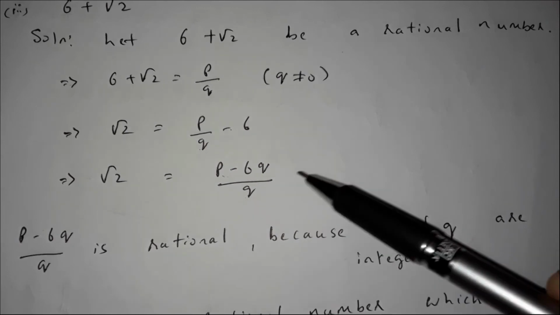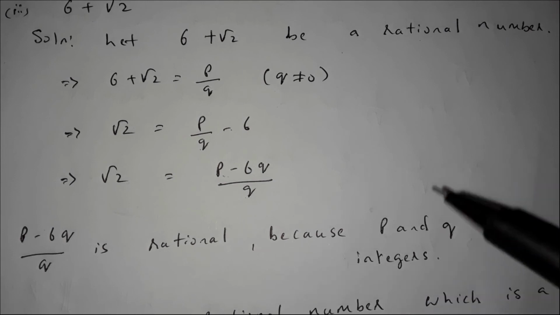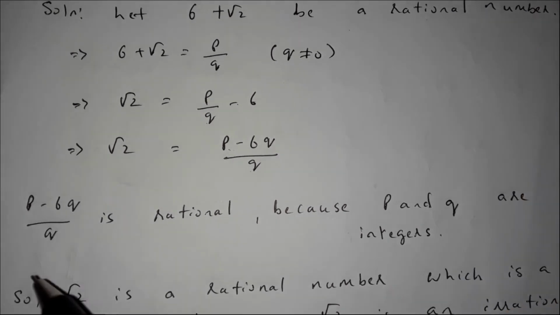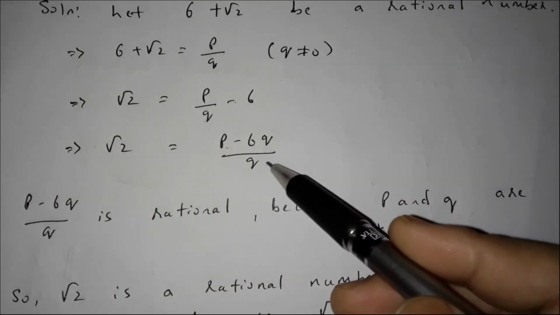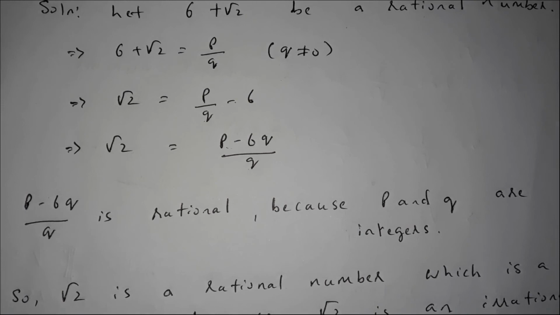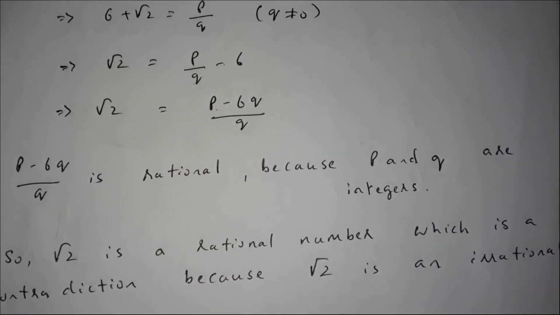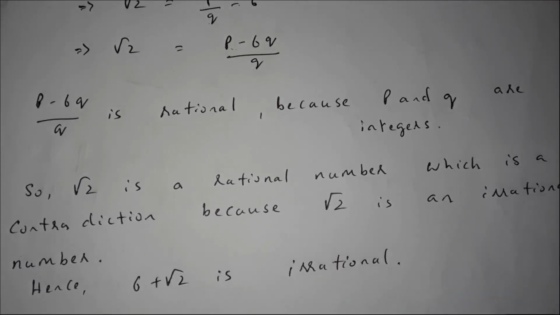Even if you get 1 here, it doesn't matter. It is still a fraction, because 7 is also a rational number, because it is 7 by 1 or minus 7 by 1 or 12 by 1 or minus 12 by 1. It is still a rational number. It is still a perfect fraction. So p minus 6q by q here is a rational number because p and q are integers. So root 2 should be a rational number, which is a contradiction, because root 2 is an irrational number. Therefore 6 plus root 2 is also irrational.